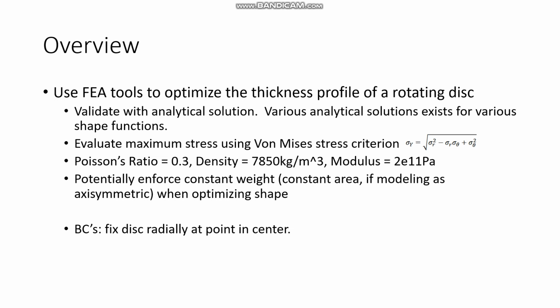As this is for an aerospace application, the mass of the rotating disk is likely a major design driver. So if one solution exists that is costly on the mass side or on the weight side of things, that might be an important data point to look at. So potentially I'll be enforcing a constant weight on these shape functions when looking to optimize.